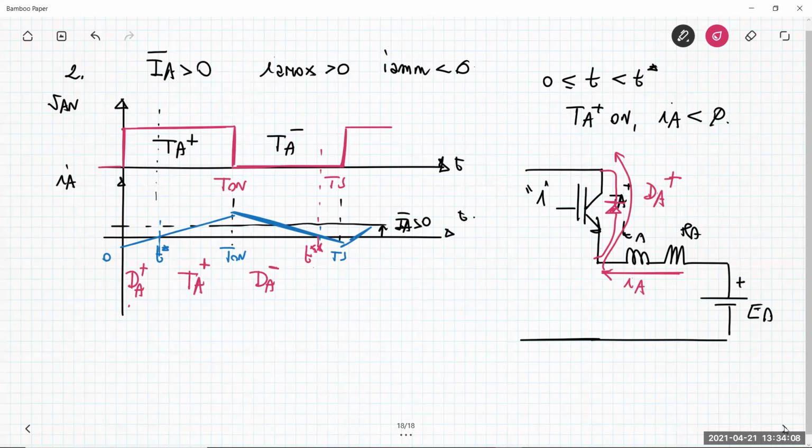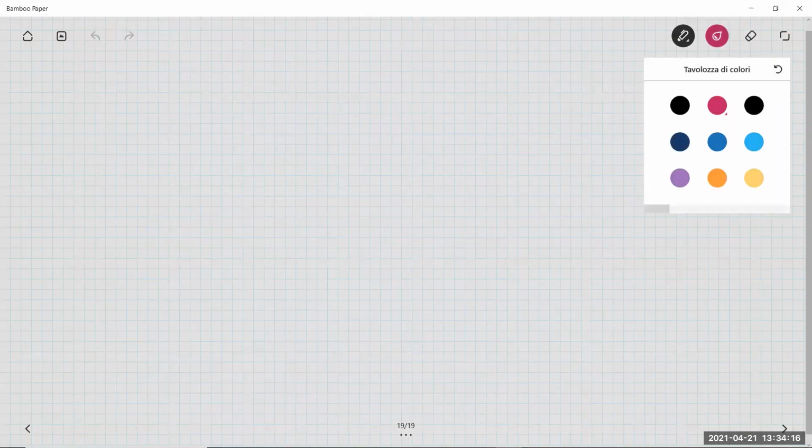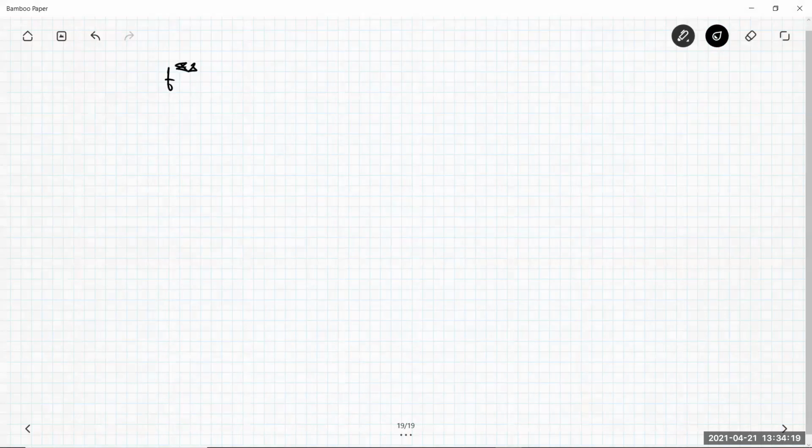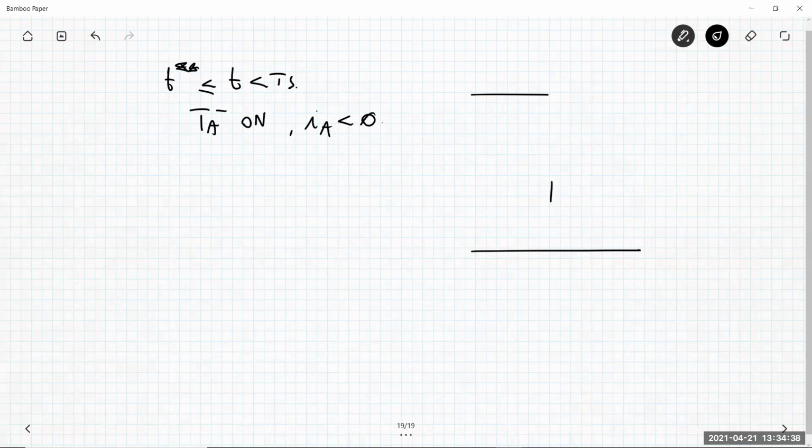Now there is another segment that I want to explore, from T double star up to Ts, in which TA minus is on but the current IA is negative. In that situation, you have this transistor, which is called TA minus, on. So let me put a 1 here.